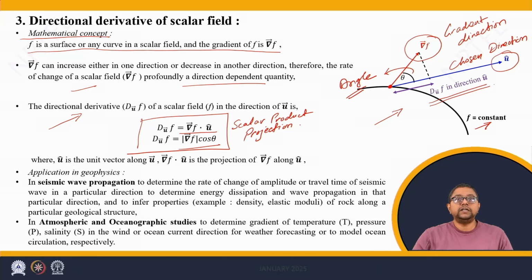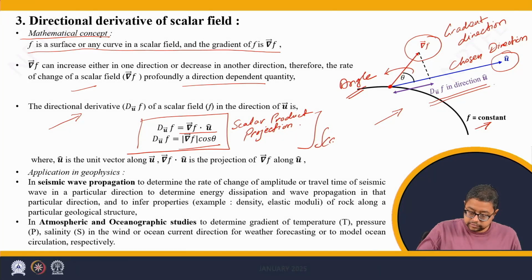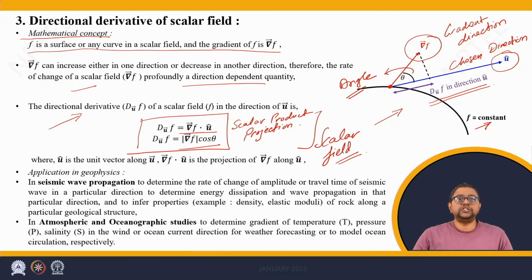Thus, the directional derivative of a scalar field is a vector quantity. Thus, the directional derivative of a scalar field can be computed and obtained as a scalar function itself. In geophysics, various applications make use of the concept of directional derivatives. For example, seismic wave propagation.